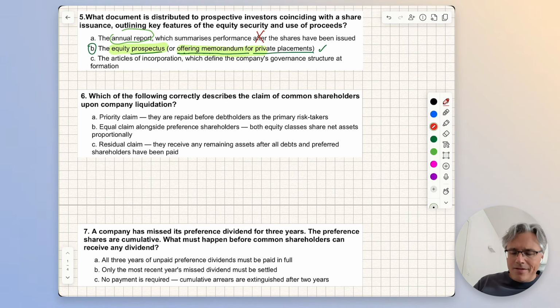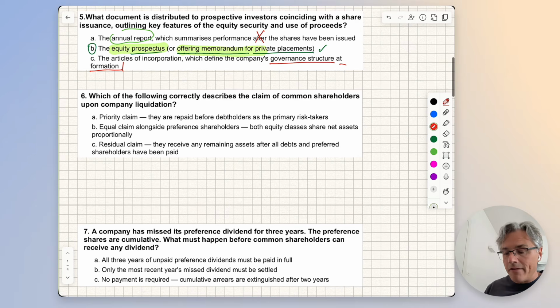And answer C, the articles of incorporation, so the legal basis for the company's formation, it's absolutely relevant. But once again, it's not about defining the company's governance structure. If you look carefully at answer C, at the point of its formation, which may have been many years ago, what you are really interested in is the governance structure, for example, the relationship between the board of directors, the founders, and the new shareholders, etc., from now on, as opposed to in the past.